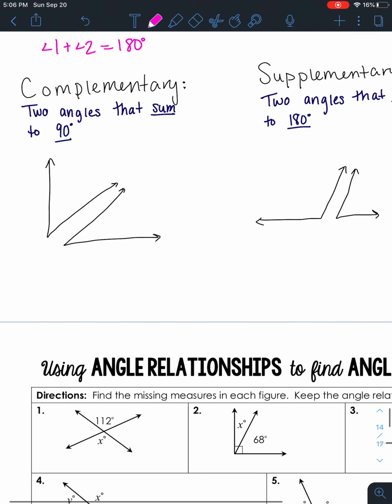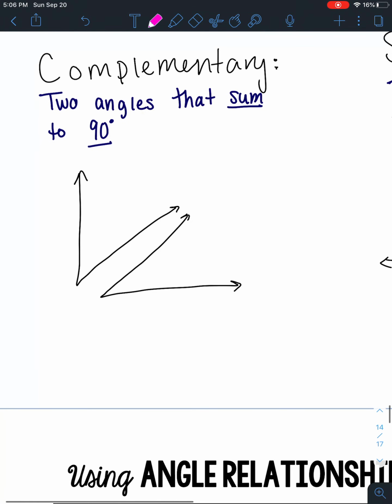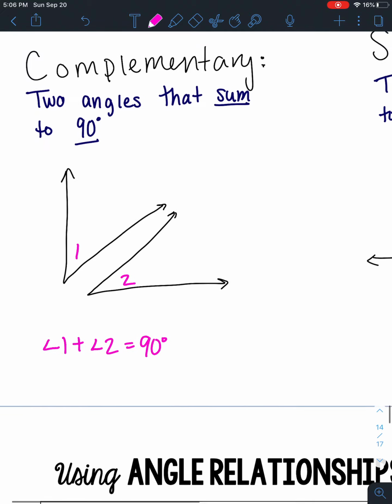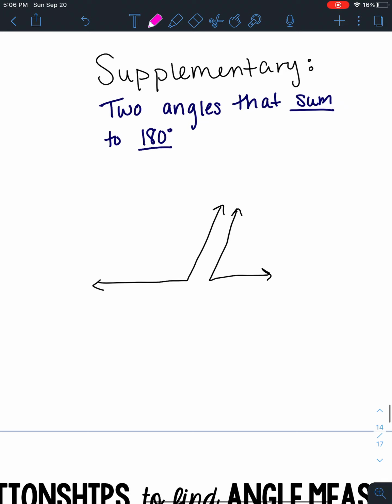Next word we have is complementary. Complementary are two angles that sum to 90. So again, if we have angle 1 and angle 2 here, angle 1 plus angle 2 should equal 90 degrees. We could do the same thing with supplementary. Supplementary are two angles that add up to 180 degrees. So again, angle 1 and angle 2. So angle 1 plus angle 2 should equal 180 degrees. All right, let's get going on some notes here, some examples.